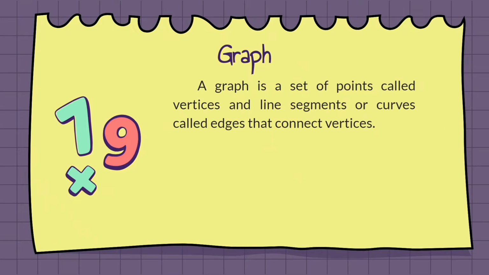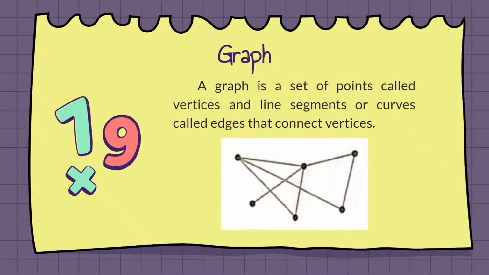A graph is a set of points called vertices and line segments or curves called edges that connect the vertices. So here is an example. These dots, class, or these points are what we call the vertices. And these line segments are what we call the edges. In other examples of graphs, they can be curves, but still they are called edges.